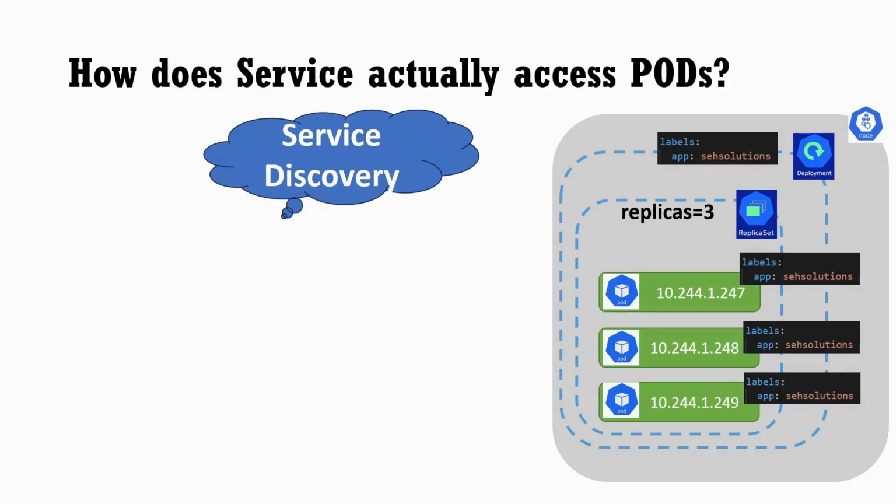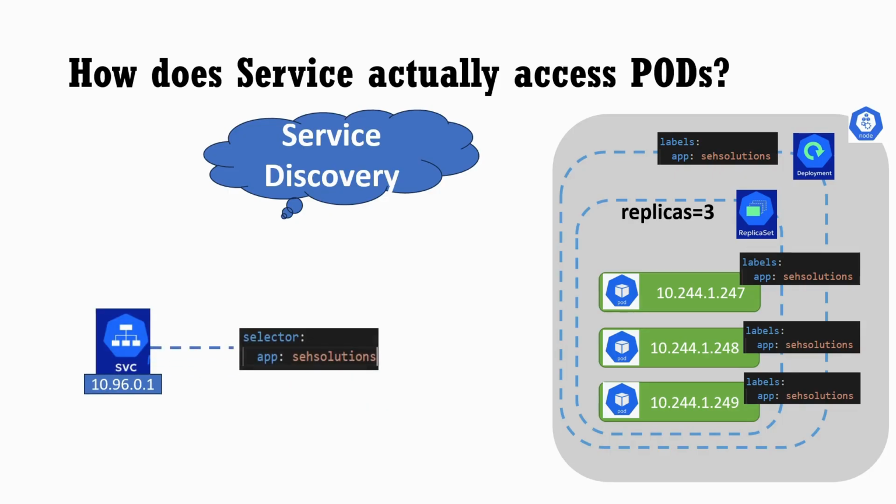Now, to connect these pods with the service, we use something called a selector in the service manifest. In the service YAML file, we define selector as app is equal to HA solutions. So the selector in the service is basically matching the labels in the deployment. You can think of it like labels identify pods, selectors search for these pods.